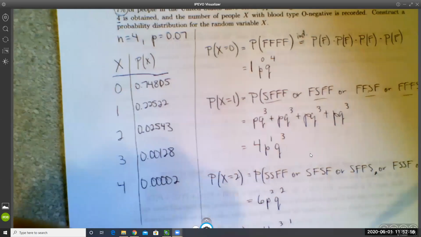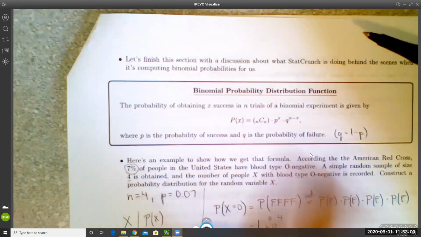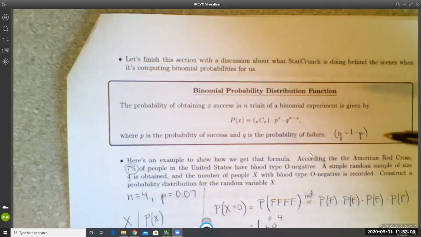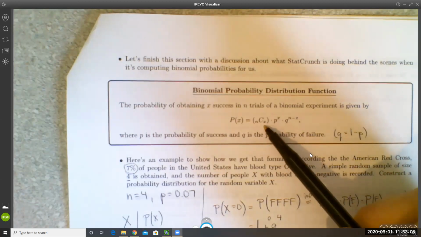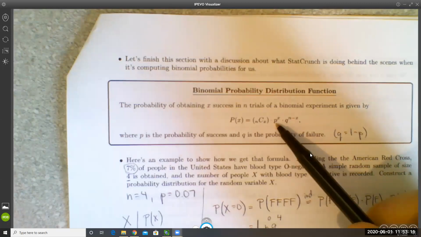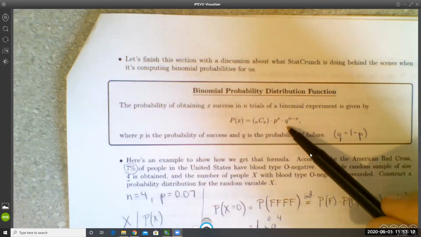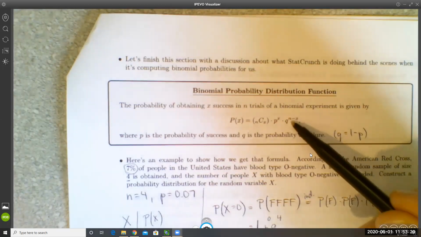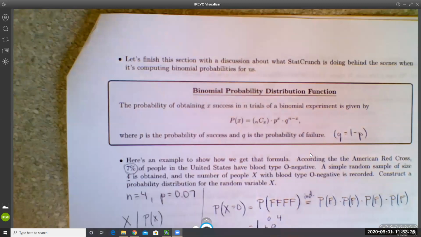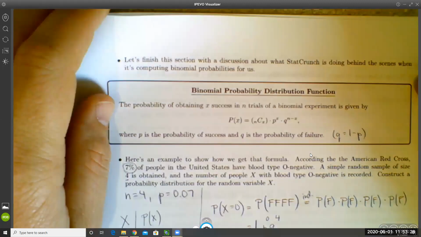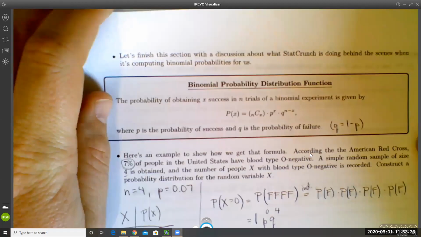what you notice is that this formula holds, right? When you're trying to determine the probability of obtaining x successes, you need to do the number of trials choose number of successes times the probability of success raised to the number of successes times the probability of failure raised to the number of failures, which is going to be the number of trials minus the number of successes. So that's where that formula comes from. And this is the formula that StatCrunch is using when it computes probabilities for us.